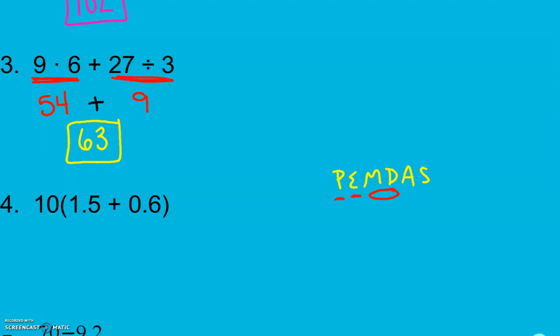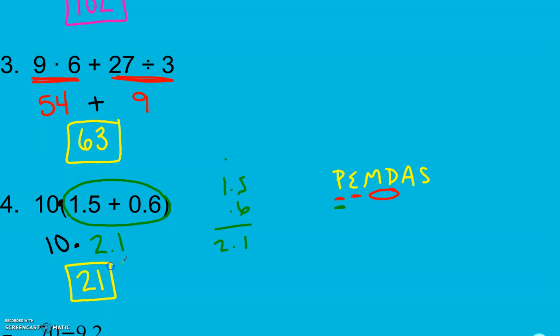In 4, I have parentheses here, so I have to do those first. 1.5 plus 0.6. If you want, think about it in terms of dollars. We get 2.1. Or line up your decimal places. And it's still being multiplied. Remember, a number next to parentheses like that means multiplied by 10. It's the only thing I have left, so I'm going to go ahead and multiply and end up with 21.